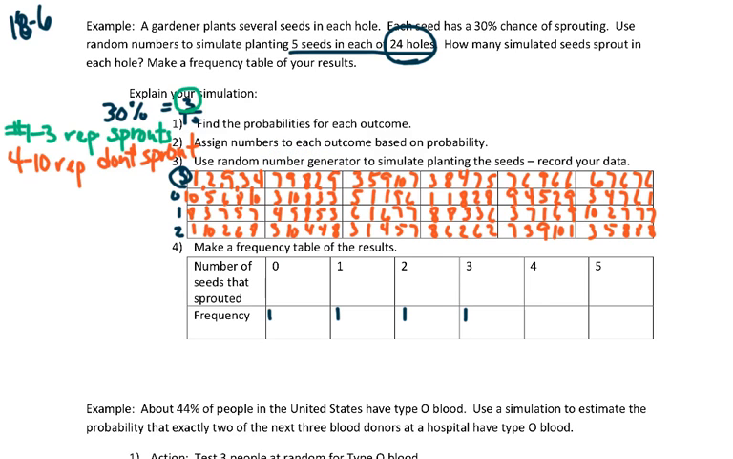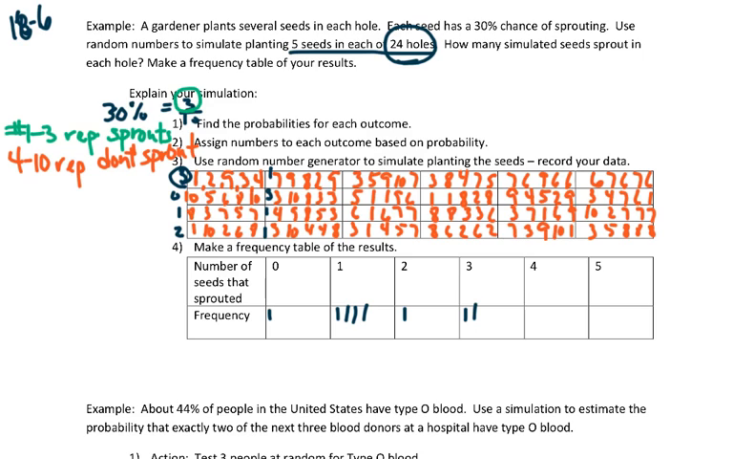7, 9, 8, 2, 9 has 1. So I put a tick mark under the 1. 3, 10, 8, 3, 3 have 3 that sprout. So I put a tick mark there. 4, 9, 8, 5, 3 has 1. So I put a tick mark under the 1. 3, 10, 4, 4, 8 has 1.